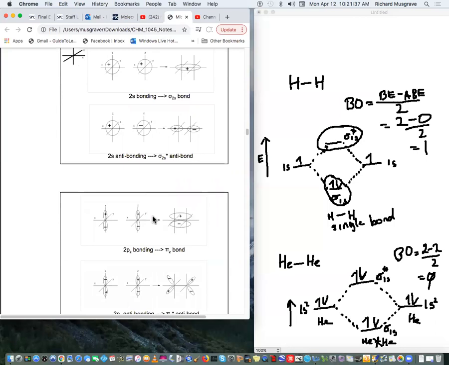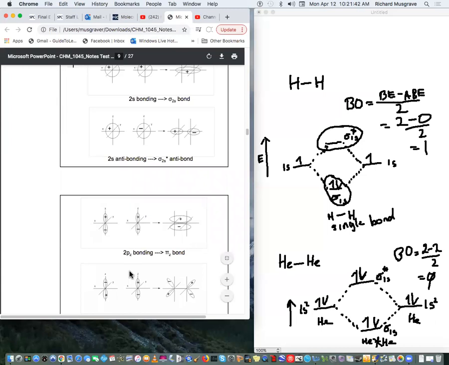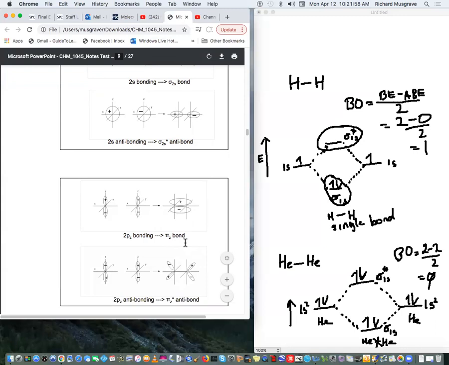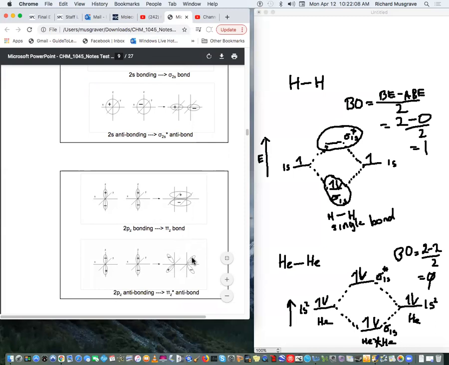For the 2PZ bonding, remembering that Z I've designated as being straight up and down, we take 2PZ orbitals, we combine them together, we get these two ovals. This is called a pi bond because it's above and below the plane of the bond that lies in between these two nuclei. And then the antibonding, you can see, is the opposite, where we've got opposite phases. And we have the plus and the minus not interacting and the plus and the minus not interacting over here. And we call that the pi z star antibonding orbital.